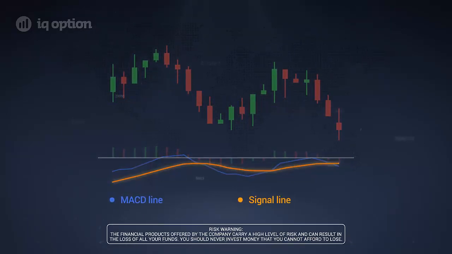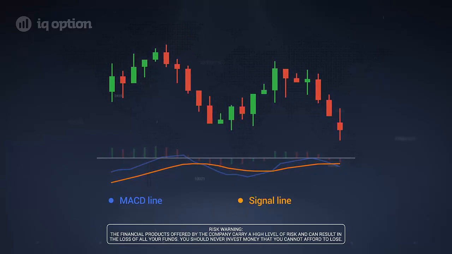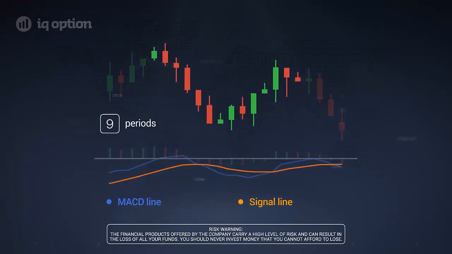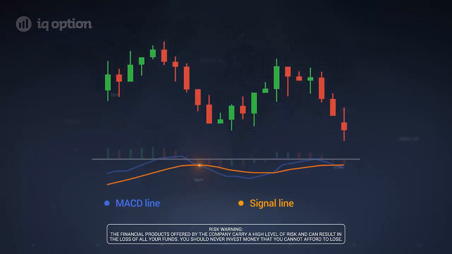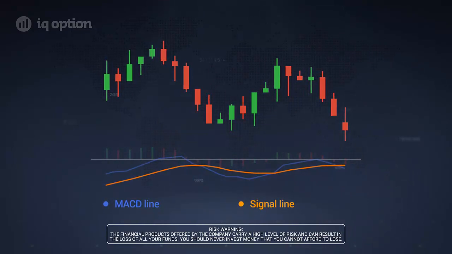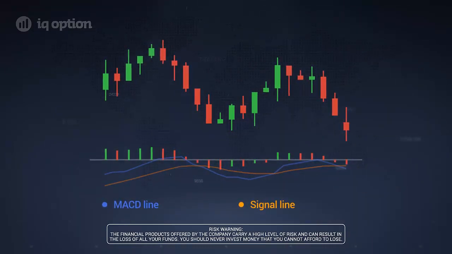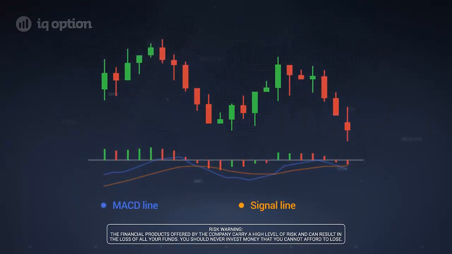The signal line is a smoothed MACD line. By default, the average value of the previous 9 periods is used for calculation. The signal line acts as a slow-moving average, which is crossed by the fast MACD. The bar chart displays the distance between the signal line and the MACD line.